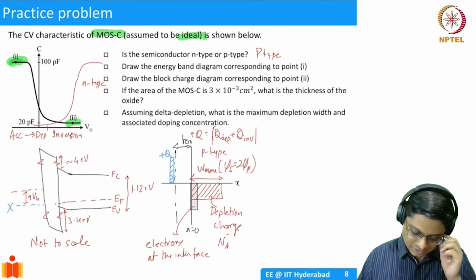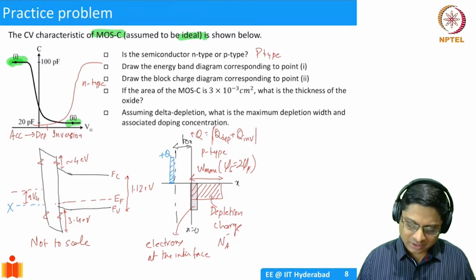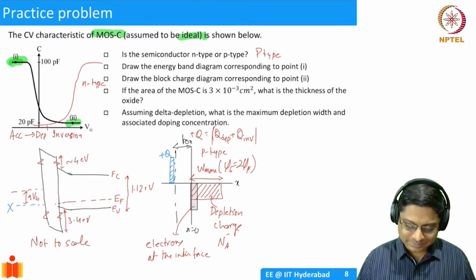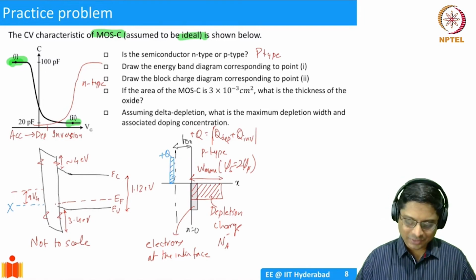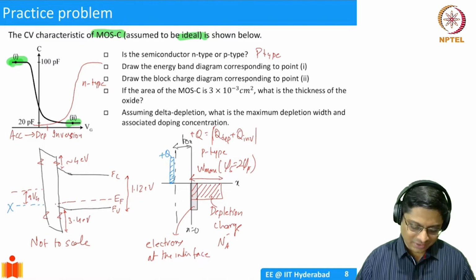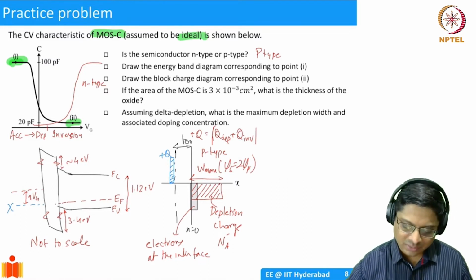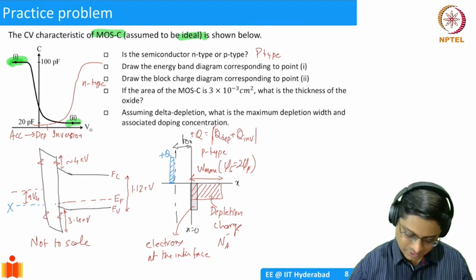How about the next part? If the area of the MOS capacitor is 3 into 10 power minus 3 centimeter square, what is the thickness of the oxide? Why are we given the area? Well, the reason for that is we know what the oxide capacitance is, right? Because we know what the C is in accumulation.